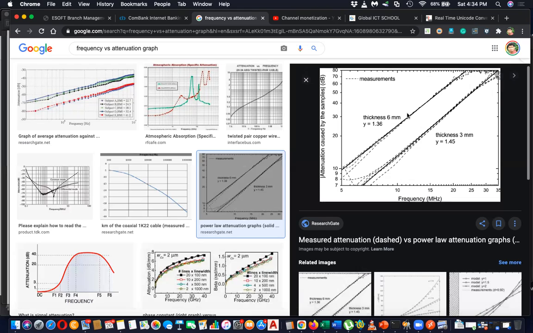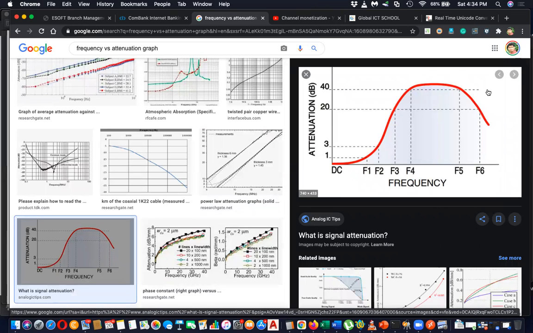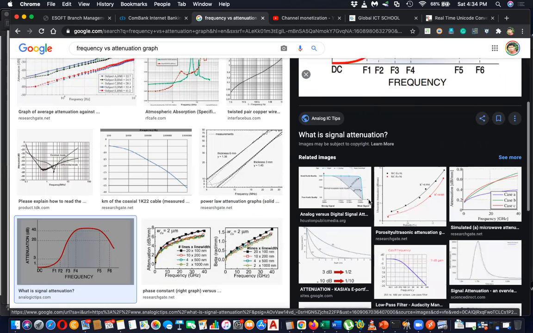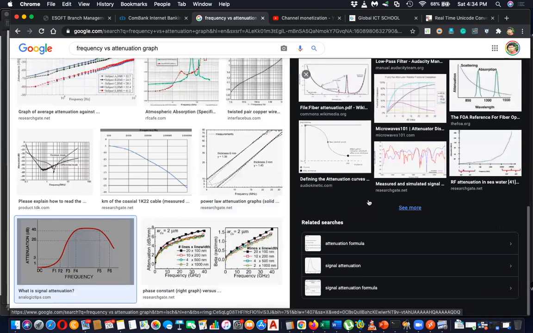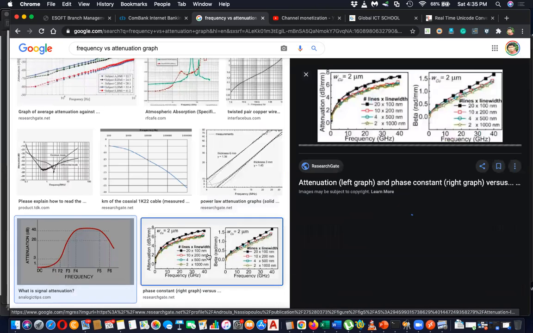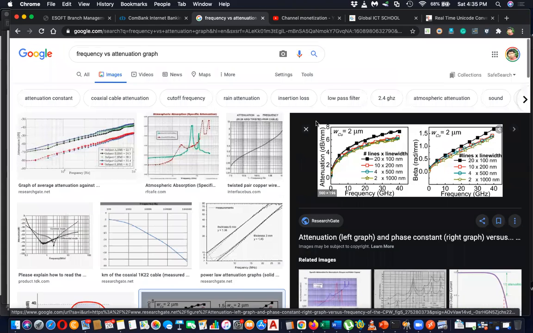But after some level, you can see it's going down. The first part seems kind of linear, and later it is logarithmic, but mostly it's linear in the first portion. After some time it's settling down. At some point it's settling.